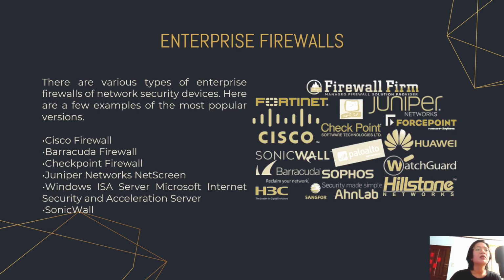Enterprise firewalls. There are various types of enterprise firewalls and network security devices. Here are a few examples of the most popular versions: Cisco Firewall, Barracuda Firewall, Checkpoint Firewall, Juniper Networks NetScreen, Windows ISA Server, Microsoft Internet Security and Acceleration Server, and SonicWall.